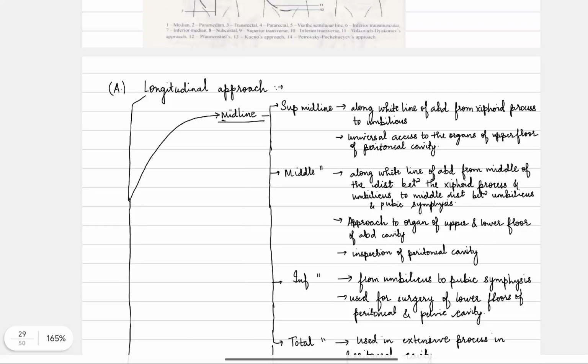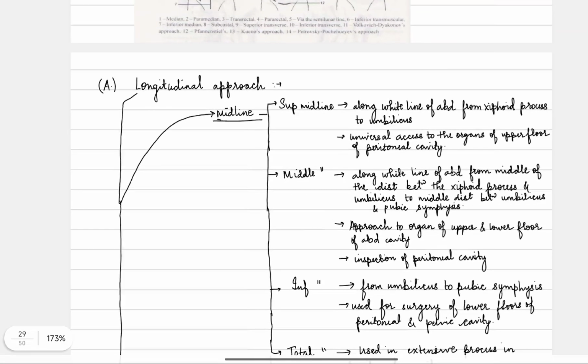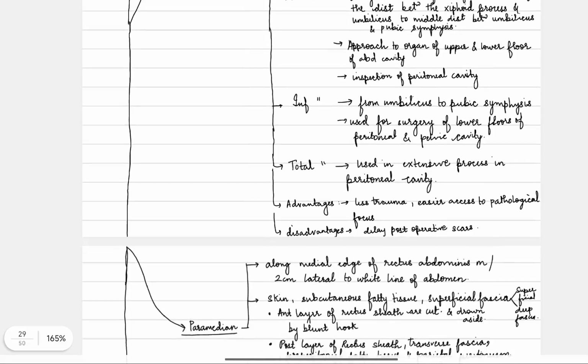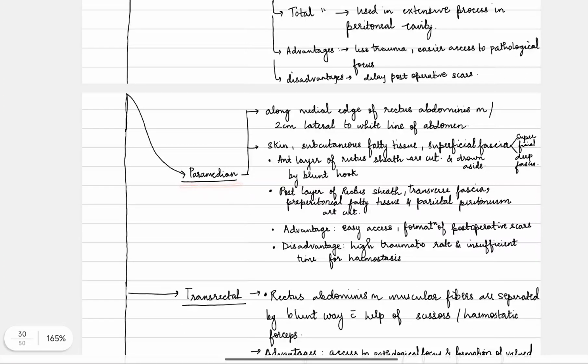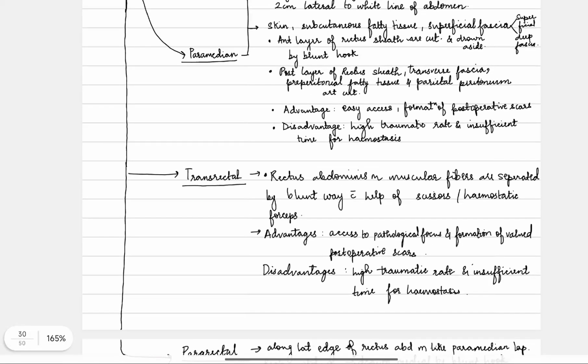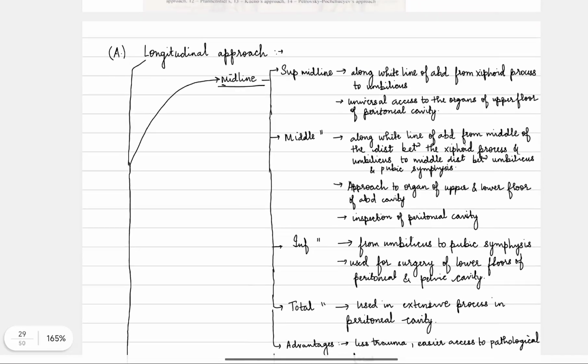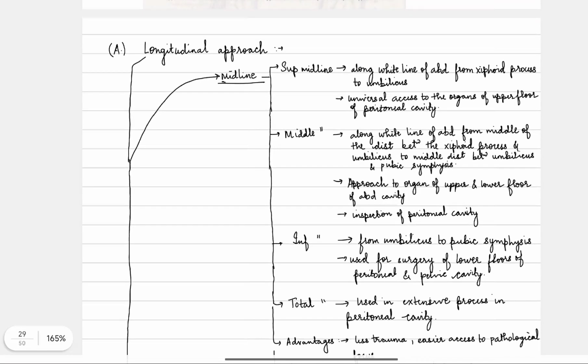See, longitudinal approach. There is midline approach, paramedian, transrectal and pararectal. These four approaches are there in longitudinal approach. Now, according to midline, there are again subdivisions. Longitudinal approach, first is midline: superior midline, middle midline, inferior midline, total midline.